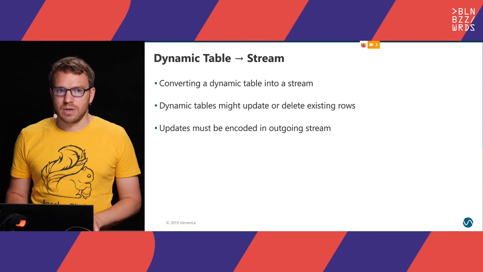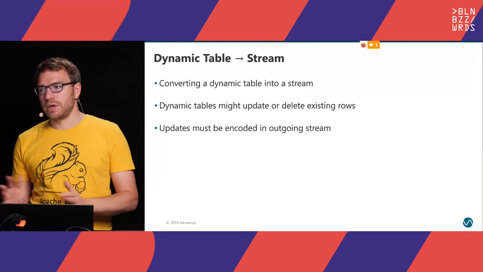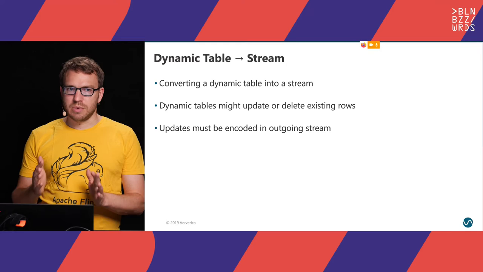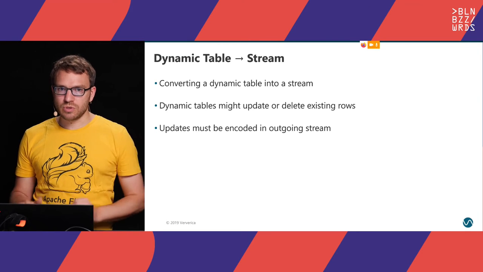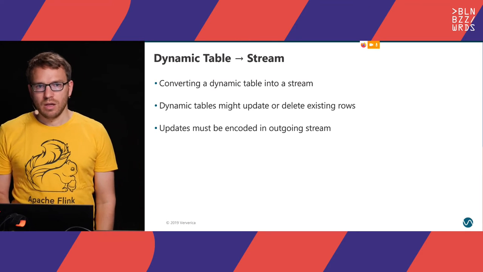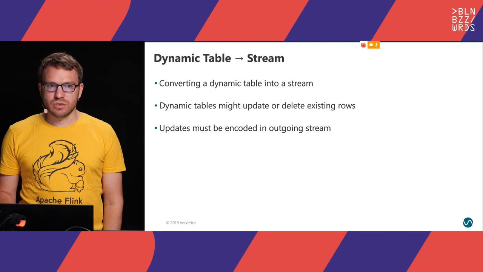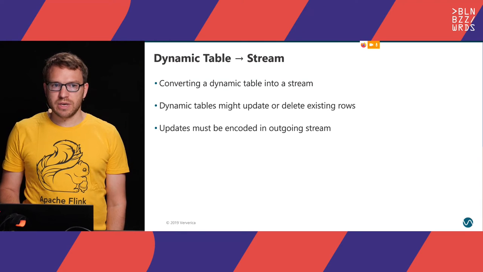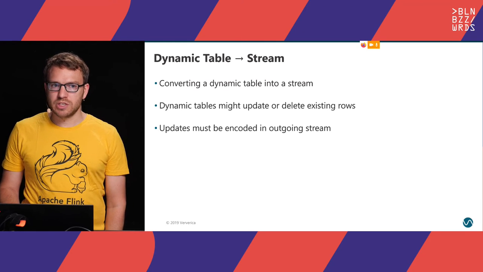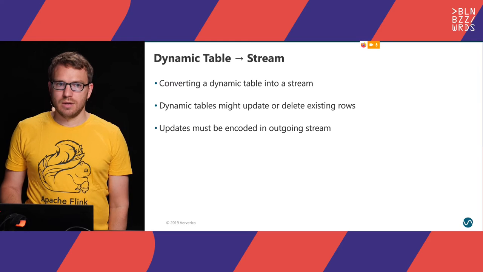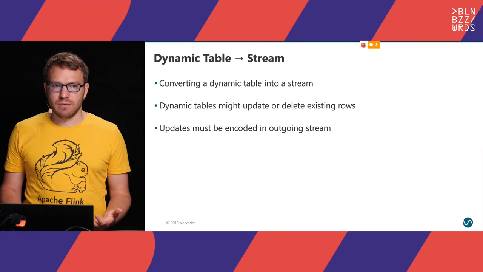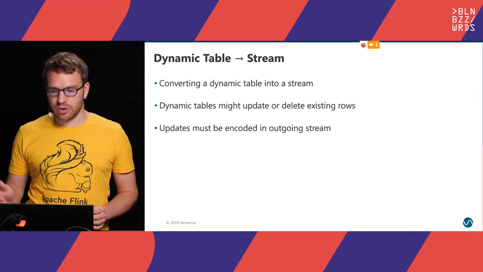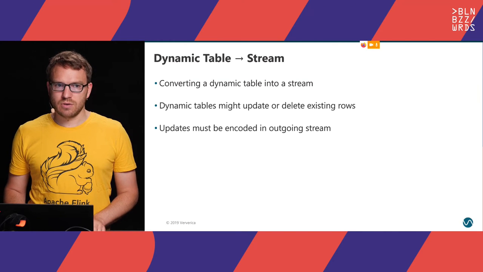The last part of the query execution is converting the dynamic table back to the output system. There are also different modes for how this can be done, and it pretty much depends on whether the result table needs to be updated or not. Because if the result table has updates, they need to be somehow encoded into the outgoing stream. And there are different ways Flink can do that.